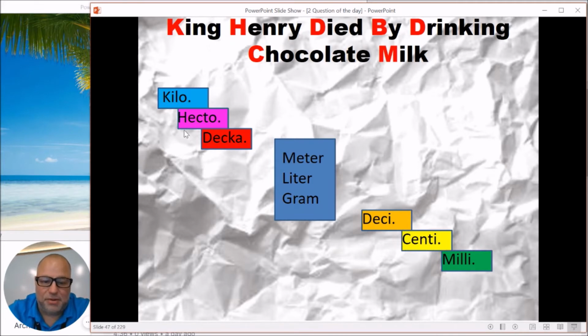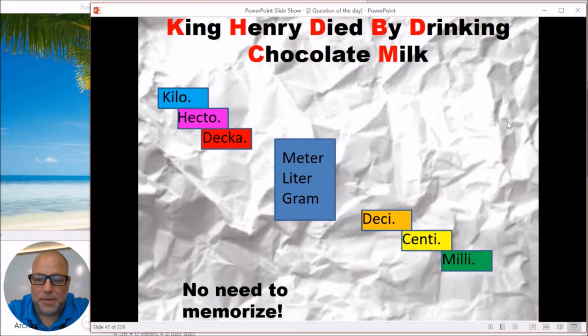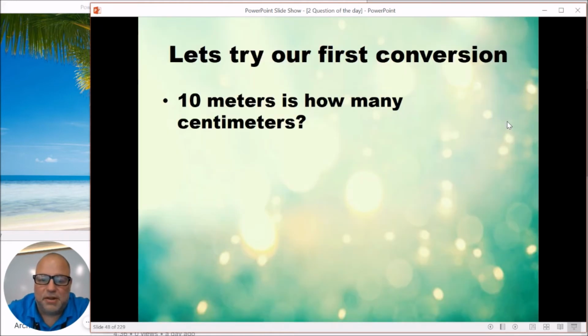K for King, Henry died. By just means base units, right? Drinking chocolate milk, right? So just in case you've heard that and you're wondering what they're talking about, that's where it comes from. But yeah, you don't have to memorize that or anything like that.